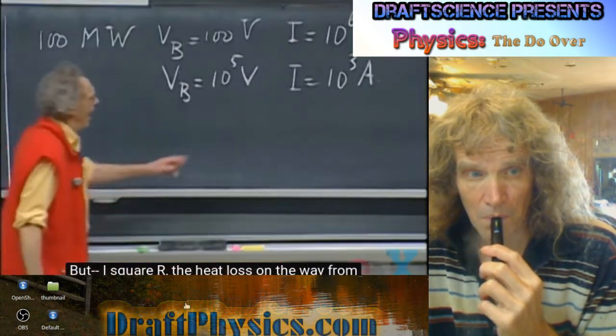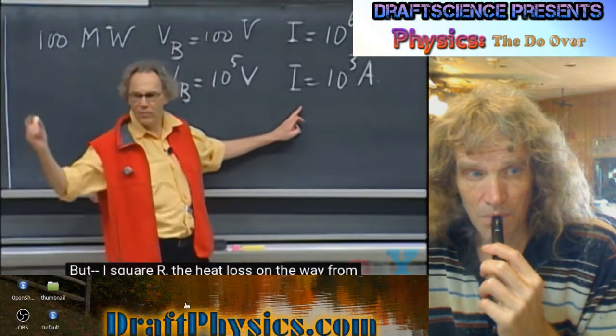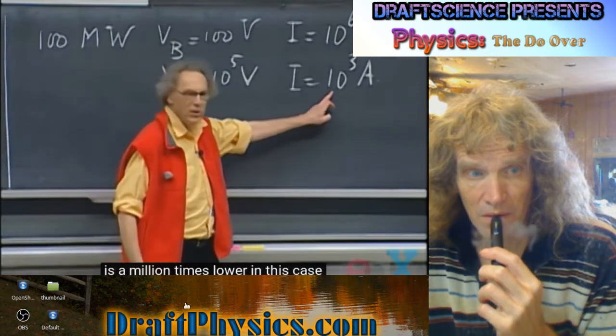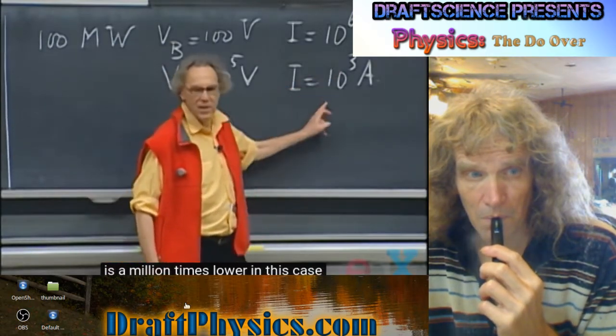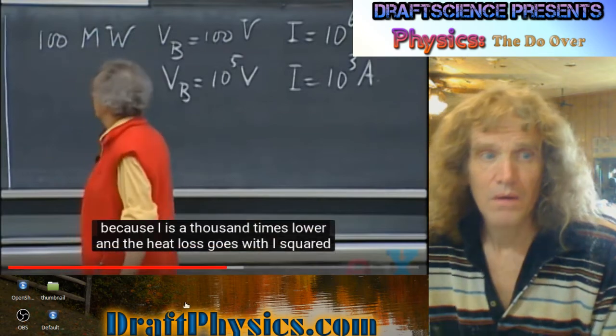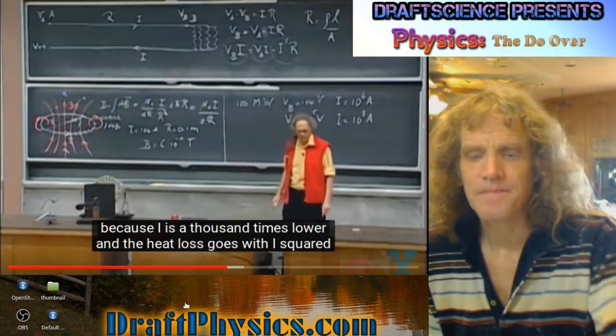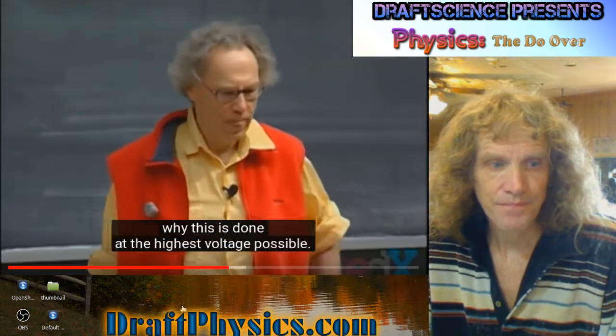But I squared R, the heat loss on the way from the power station to me, is 1,000,000 times lower in this case than in that case, because I is 1,000 times lower. And the heat loss goes with I squared. And so now you understand why electricity, when it is transported from one place to another, is done at the highest voltage possible.